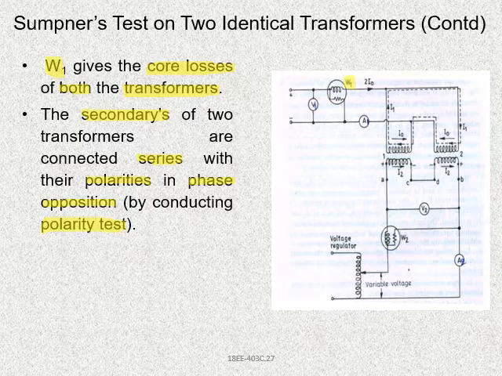Here you can see the polarity test, positive and negative. See here positive and negative. Here it is negative and positive. Actually, if it is in parallel, one terminal is given to positive and the other to negative. But here both the terminals are given to plus. So the secondaries of two transformers are connected in series with their polarities in phase opposition by conducting a polarity test.